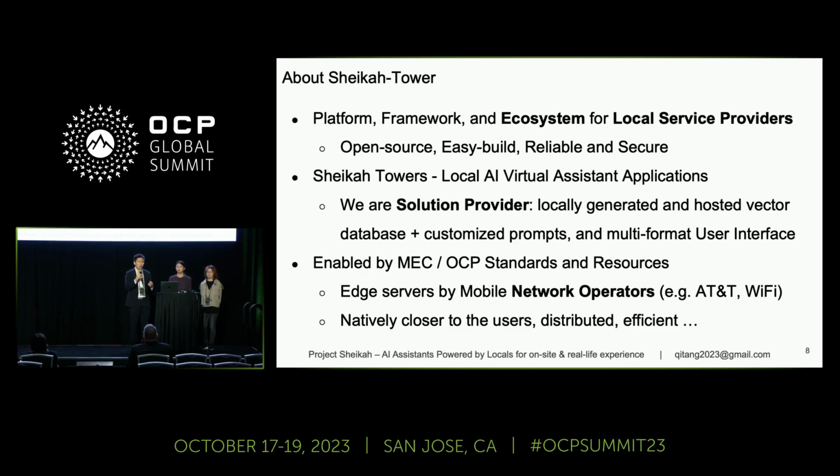How do we scale? We are hoping to collaborate with the mobile network operators. They are the operators you buy the 5G service or, later on in the future, 6G service from. Like you want to buy an AI service, you want a local service that is really relevant and useful for you.